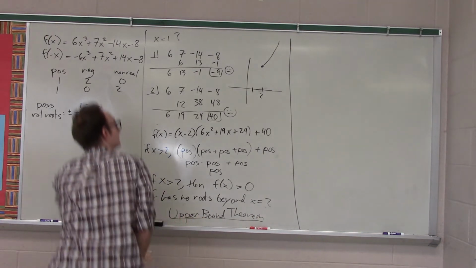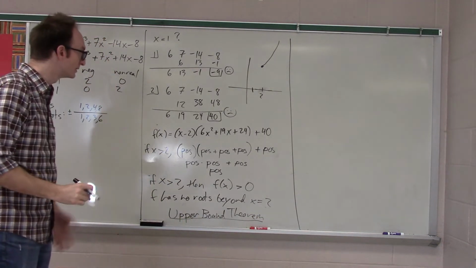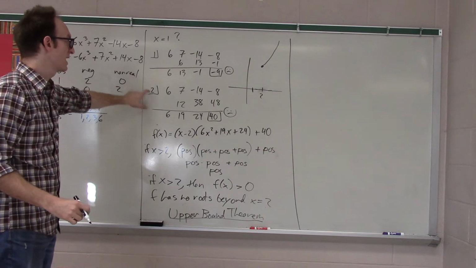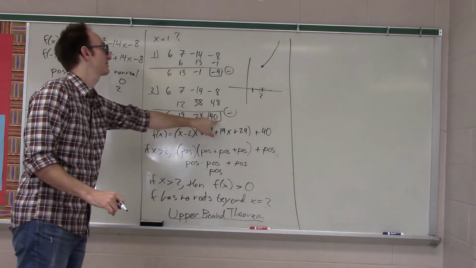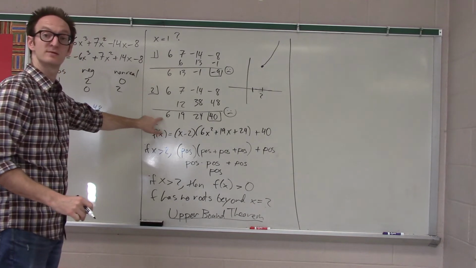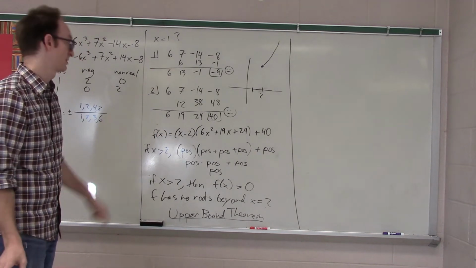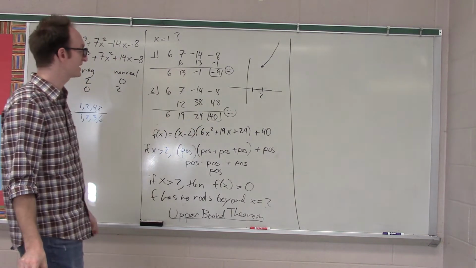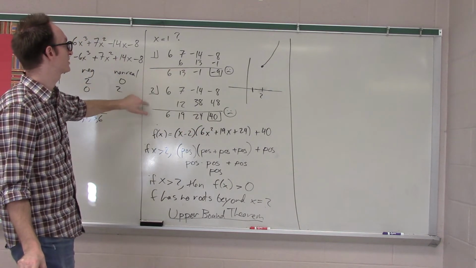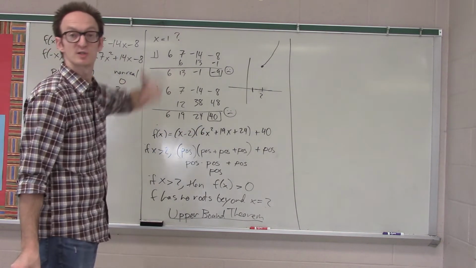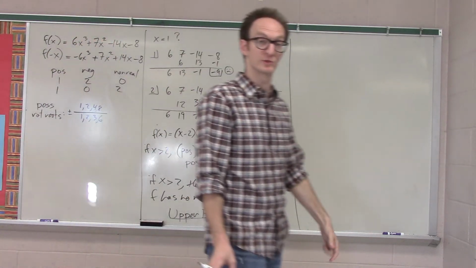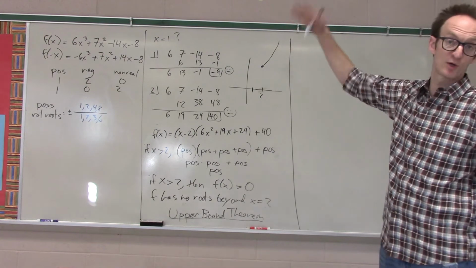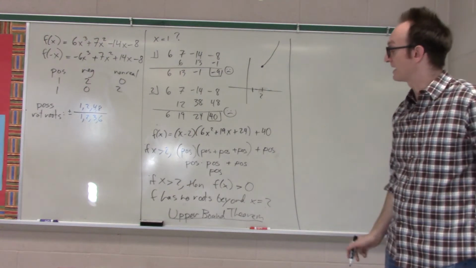The upper bound theorem says that if you have a polynomial, and you plug a positive number into that polynomial, and you get back all positive numbers in the synthetic division step, which is really another way of saying that your remainder is positive and your quotient is positive, then beyond that number that you tried, my function is always positive and there can be no roots. So anytime this happens, don't look for any roots bigger than 2, because there can't possibly be any.